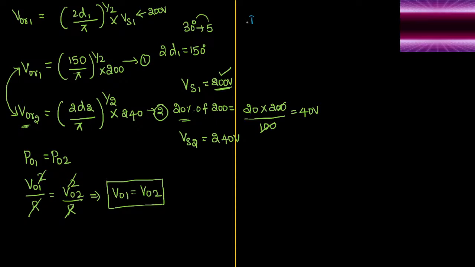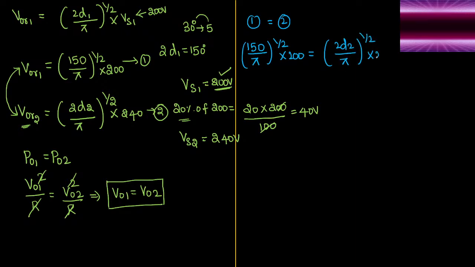So if I equate equation number 1 with equation number 2, the value in equation number 1 is, what they told us, 150 upon pi whole power 1 by 2 into 200. It will be equal to, on the right side in case number 2, the pulse width which is not known, 2D2, divided by pi whole power 1 by 2, but the supply voltage will become 240. Now further, how can we reduce this expression?